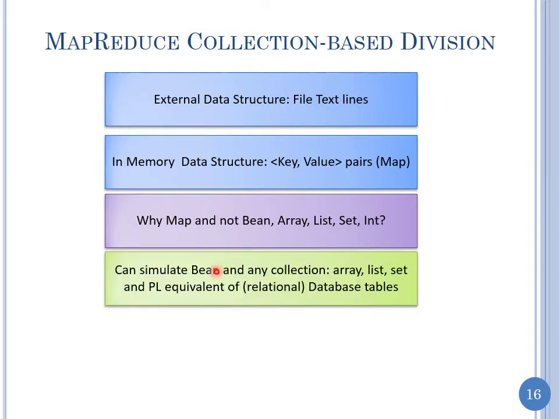So a map can simulate a bean. Beans are what? Property names and values. So property names can be keys and values can be the values associated with properties. Collection, as Chris mentioned, array list, we can just make the indices be keys. And set, we know that in fact a hash set is implemented using a hash map. So we just assume that the keys are associated with unique values.